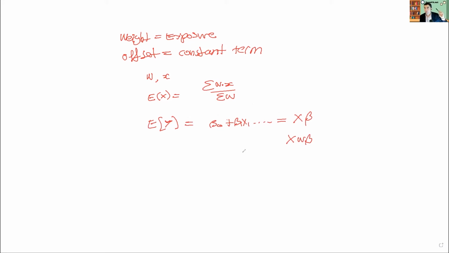So let's say you're predicting insurance claims and you have different lengths of policy period in months. So your exposure is the number of months of the policy. You know that policies that are longer are going to have more claims. So that's your weight. So then what's an offset?